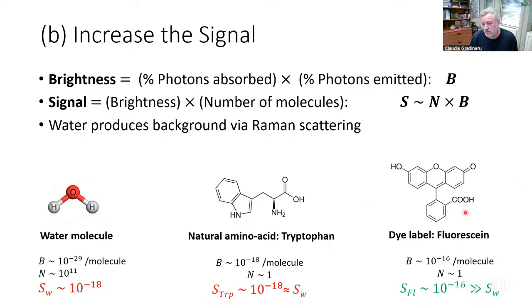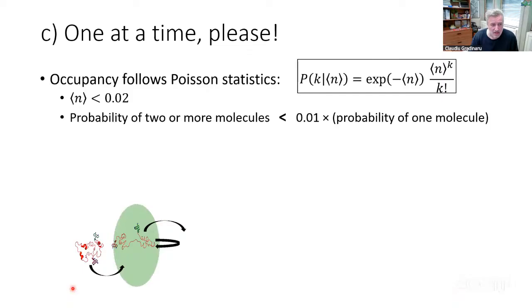So that's why what we do, we use chemical dyes or fluorophores, molecules that have extended pi systems, conjugated bonds that can emit much more. So their brightness is 100 times larger than that of a tryptophan. So basically you can go to about 100 to 1 signal to noise when you compare the signal from fluorescent 10 to the minus 16 with the background from water.